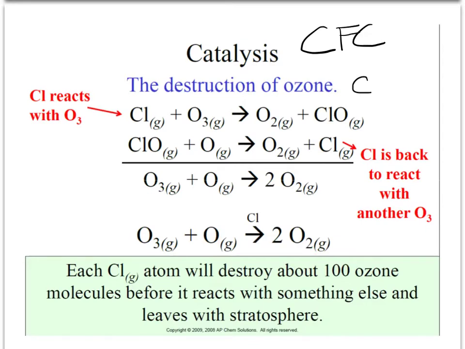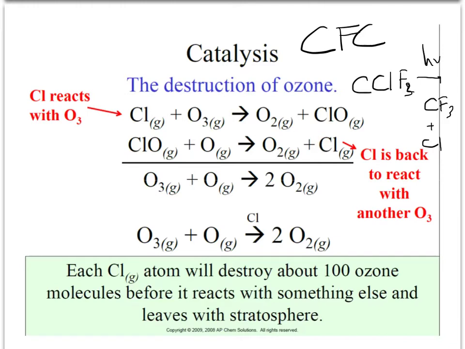Chlorofluorocarbons themselves are CClF3, so it's carbon, chlorine, and 3 fluorines. When they come into contact with hν, light energy from the sun, they produce CF3 and Cl. And it's that Cl that then goes on to interact with the ozone. So here's the process by which it occurs. Chlorine interacts with ozone to produce oxygen and ClO. The ClO then goes on to react with another oxygen to produce O2 and Cl.